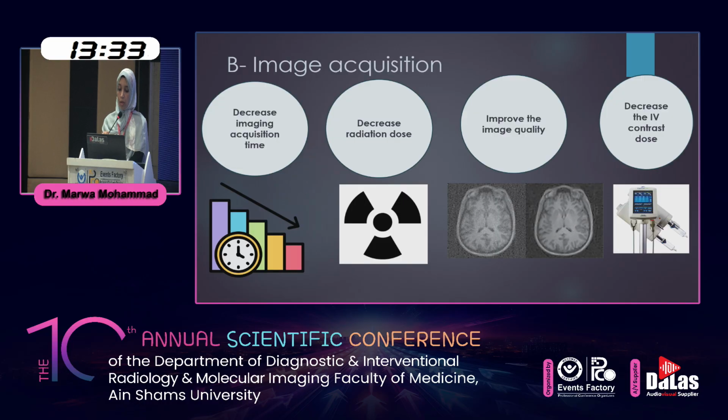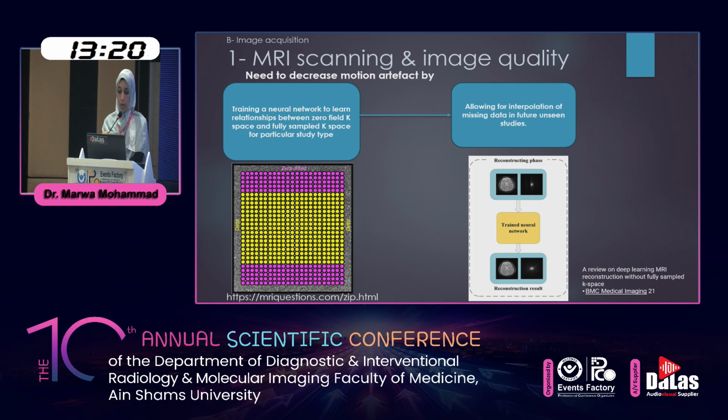Image acquisition. Decrease imaging acquisition time, decrease radiation dose, improve the image quality, and decrease the IV contrast dose. First, MRI scanning and image quality. Need to decrease motion artifact by training a neural network to learn relationships between zero-field K-space and fully sampled K-space for a particular study type, allowing for interpolation of missing data in future unseen studies.